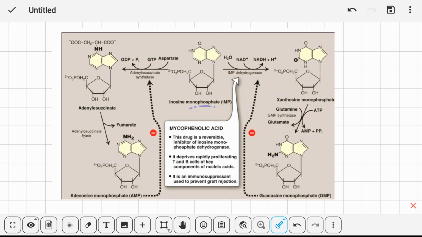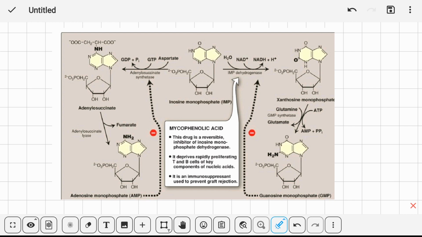And IMP is acted upon by IMP dehydrogenase to form xanthosine monophosphate, which is then acted upon by GMP synthetase to form GMP. A glutamine is being used here, and in this process the IMP dehydrogenase enzyme forms an NADH. Okay, so now we have got the final products, AMP and GMP. This is pretty much all about purine nucleotide synthesis.